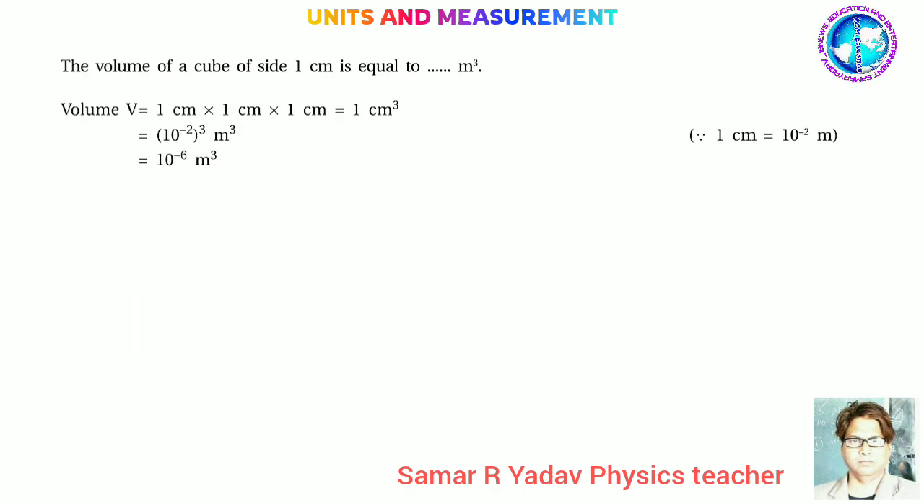The volume of the cube of side 1 centimeter is equal to dash meter cube. Volume V is equal to 1 centimeter into 1 centimeter into 1 centimeter, which is 1 centimeter cube. 1 centimeter is equal to 10 power minus 2 meter, so the volume is (10 power minus 2) cubed meter cube, equal to 10 power minus 6 meter cube.